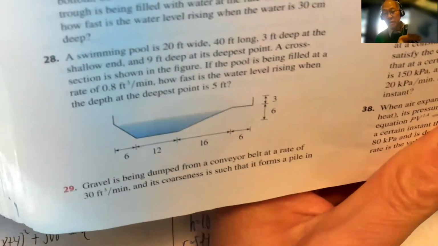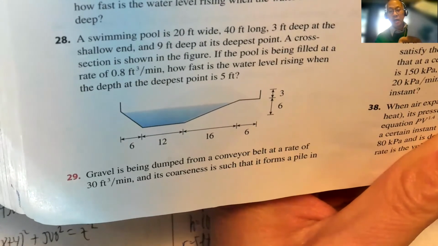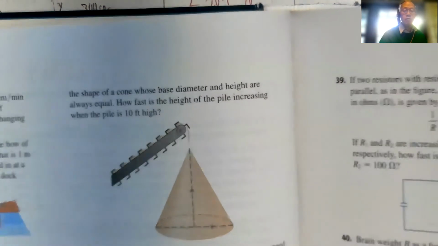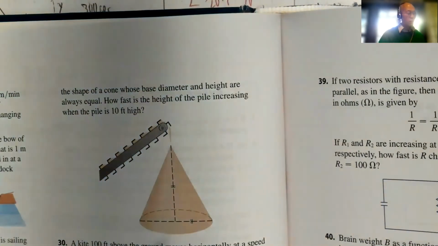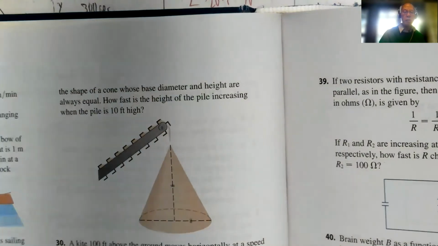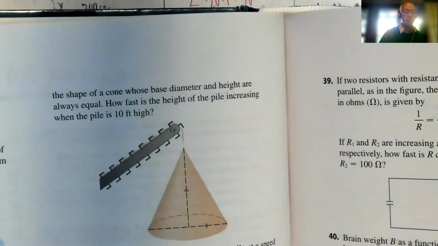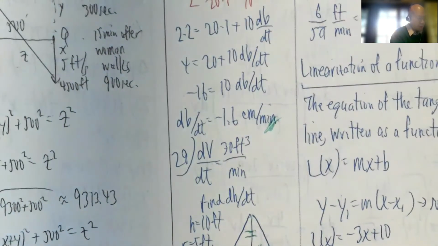So let's see. Gravel is being dumped from a conveyor belt at a rate of 30 cubic feet per minute. Its course is such that its pile is always in the shape of a cone whose base diameter and height are always equal. So this diameter and the height are always equal. How fast is the height of the pile increasing when the pile is 10 feet high?